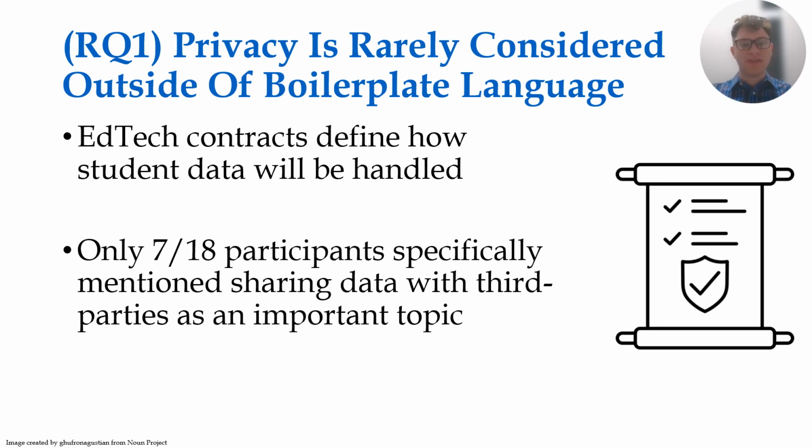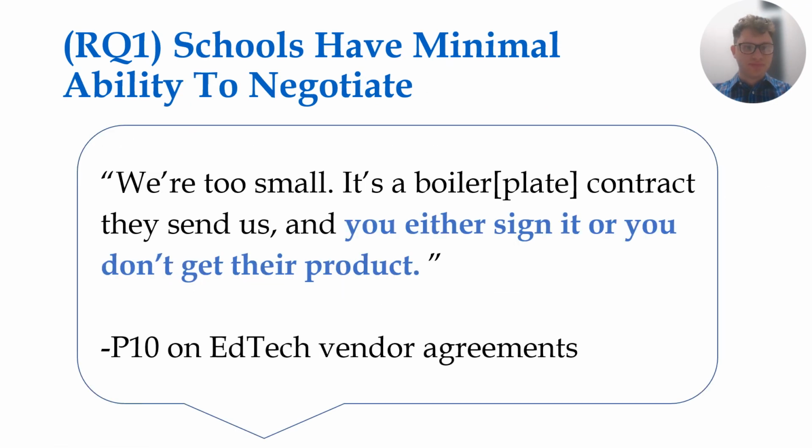Unfortunately, schools reported that, in most cases, they are unable to negotiate their contracts. In fact, P10 states, "We're too small. It's a boilerplate contract they send us, and you either sign it or you don't get their product." P10's quote encapsulates the sentiment of the majority of our participants. Namely, they lack the economic power to negotiate the terms of their contracts. Either they accept the terms or pass on the product.